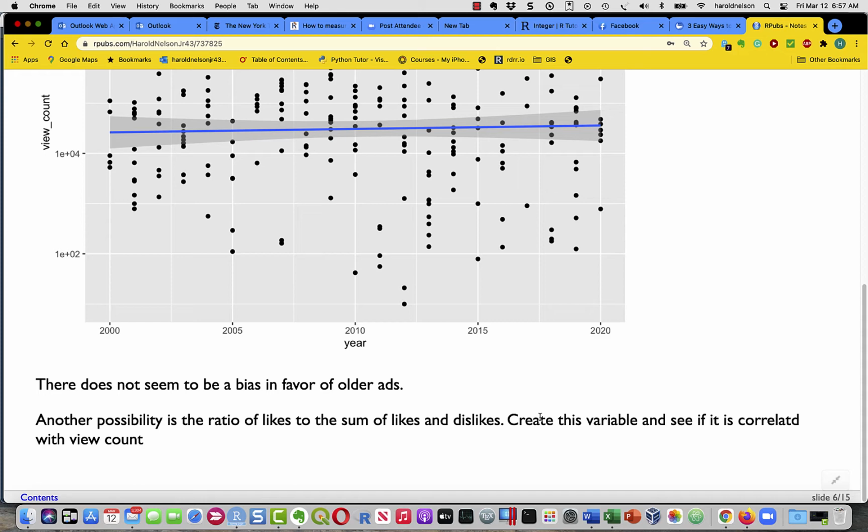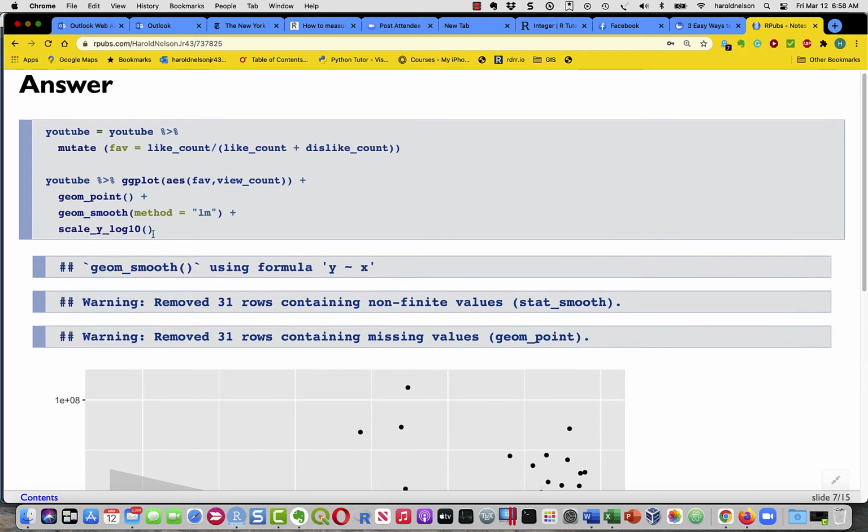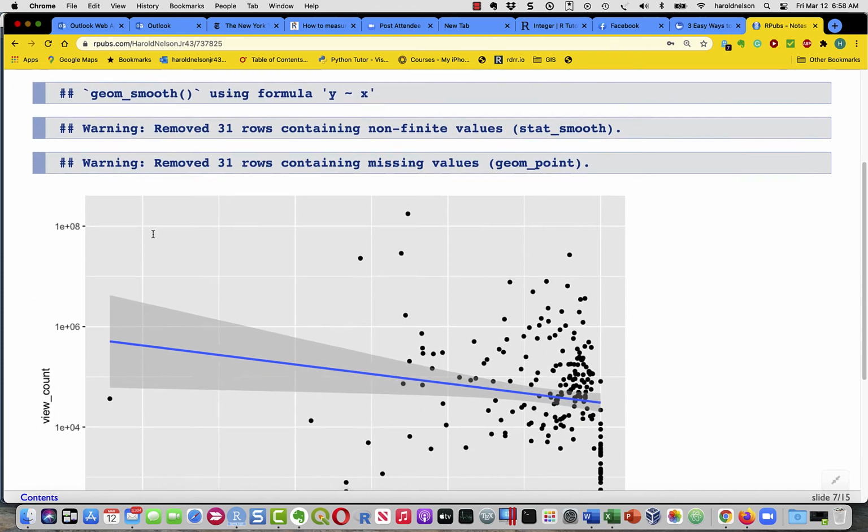Okay, you're back. I assume you've done the work. I'll call this variable fav, and I'll create it, of course, with a mutate. It's like count divided by the sum of like count plus dislike count. Then I do the standard scatter plot, looking at the relationship between fav and view count. Every time I use view count, I have to remember that it has such a weird outlying data point that I've got to scale that axis. Okay, so let's take a look at our results.